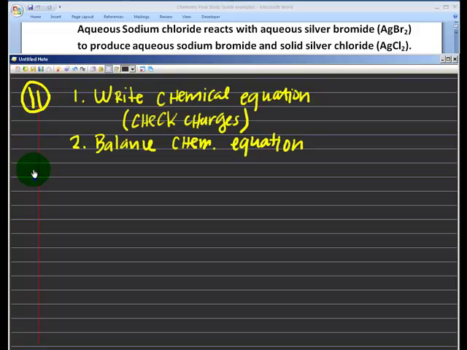Alright, so it says here, aqueous sodium chloride reacts with aqueous silver bromide. Automatically you know those are your two reactants because of that keyword reacts. So we're going to write here aqueous sodium chloride. Sodium on your periodic table is Na, and chloride on the periodic table is Cl.